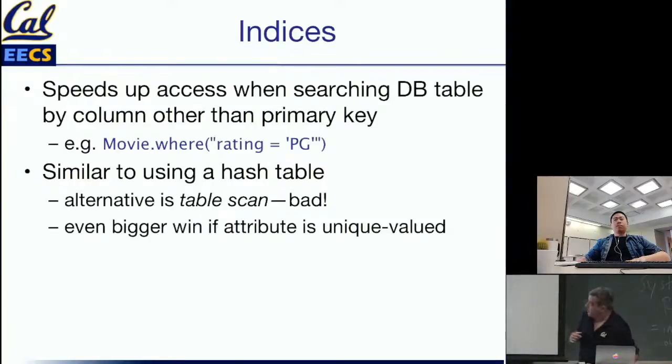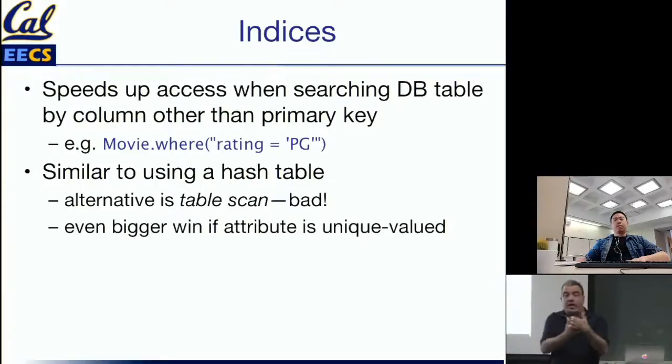It's an even bigger win if the attribute is unique valued. For example, if you've already set a validation on your user model where only one user is allowed to have a particular email address, so you're guaranteeing that you'll never create multiple users with the same email. If the attribute's unique valued, you can actually tell the database that. You can give a hint to the index builder saying, I promise that if I say rating equals PG, there is at most one movie that will match. Then you can build a really hyper-efficient reverse index to do that.